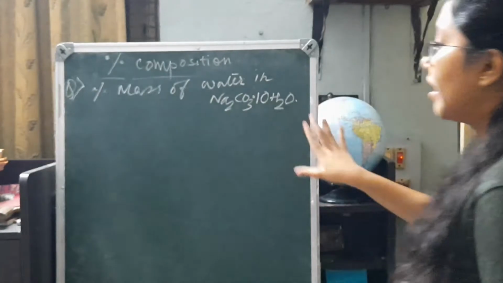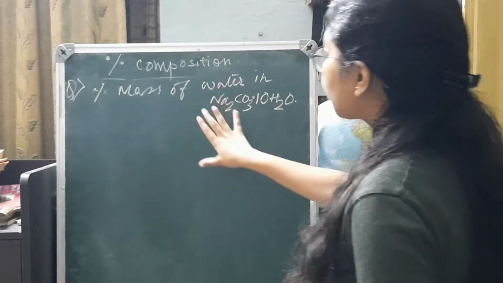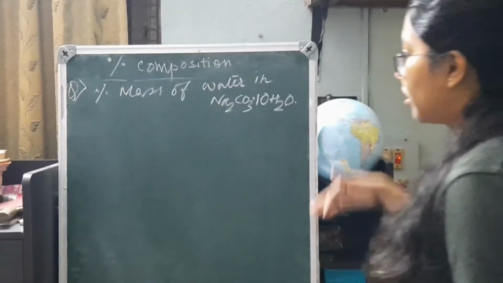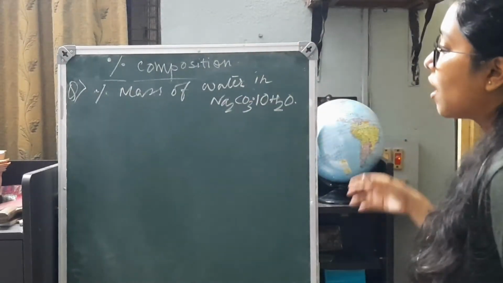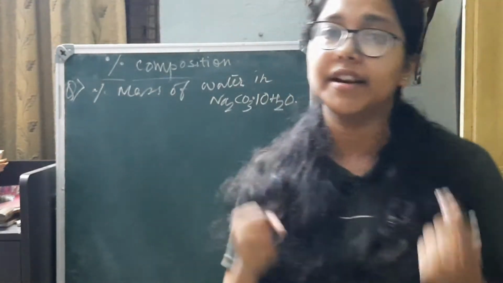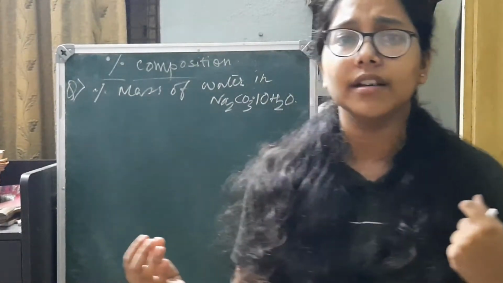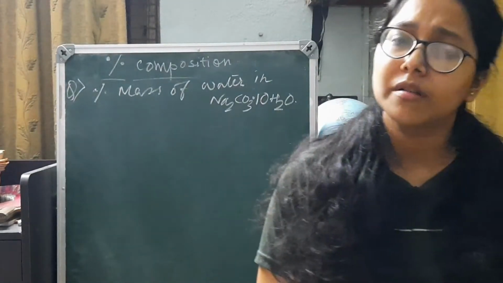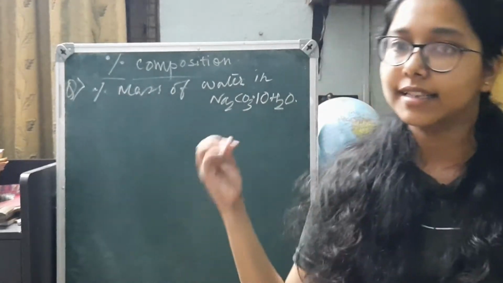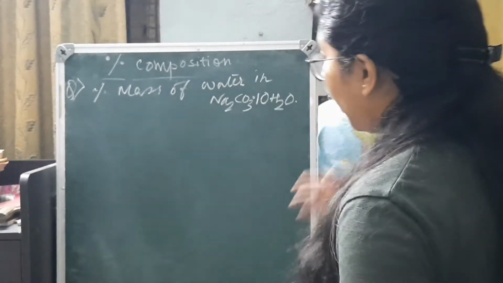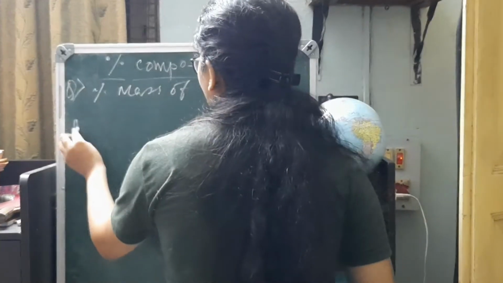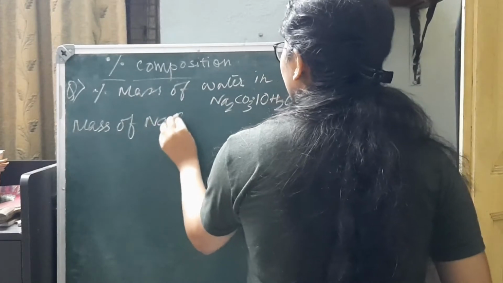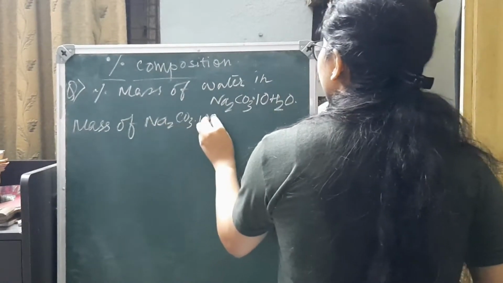The next question is to find the percentage mass of water in Na2CO3·10H2O. This sort of question, where we are not asked to find the percentage mass of a particular element but the percentage mass of the water of crystallization, is also a common question. You can expect this type of question in your exam as well. So let us begin. What is the mass of Na2CO3·10H2O?